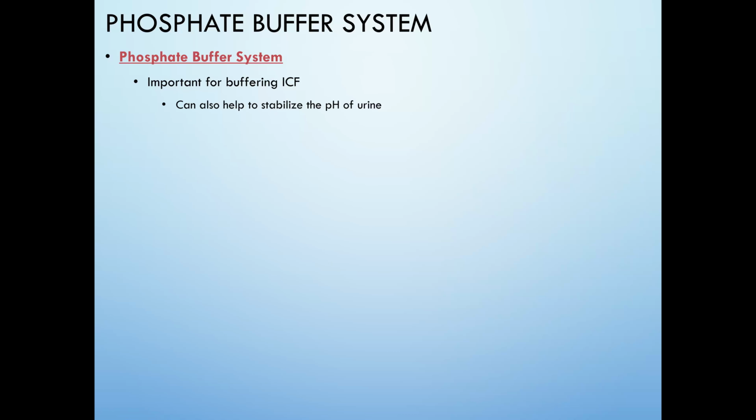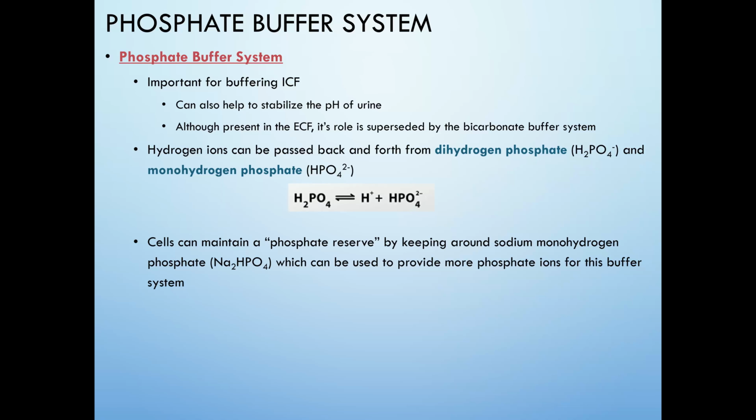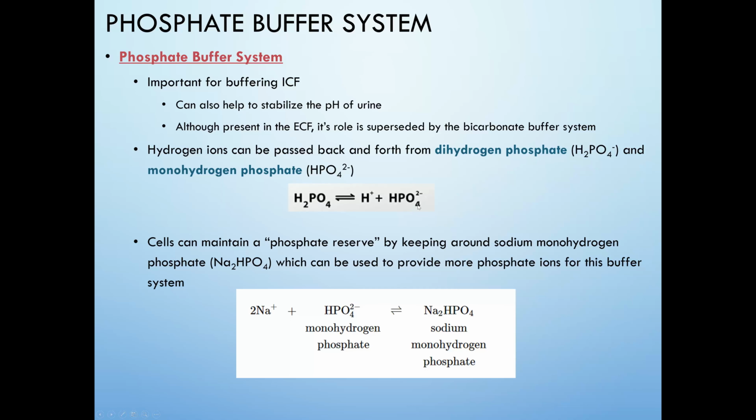So cells can maintain a phosphate reserve by keeping around sodium monohydrogen phosphate, which can then be used to provide more phosphate ions for this buffer system. So if you combine sodium with monohydrogen phosphate, you get sodium monohydrogen phosphate, which can then be reversed to give you more monohydrogen phosphate, which is part of this buffer system.